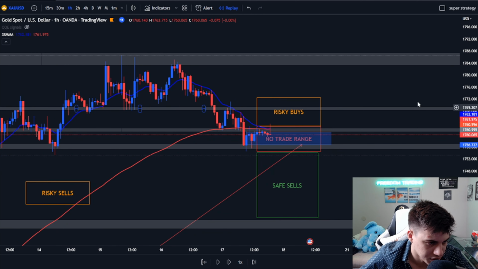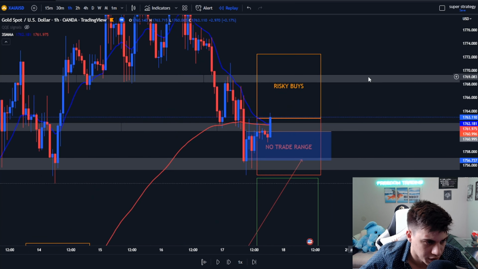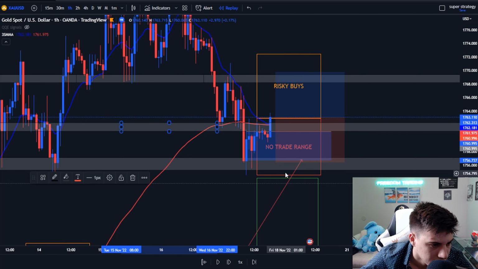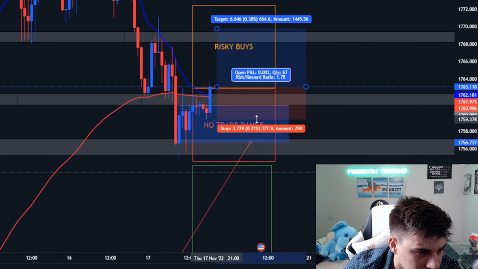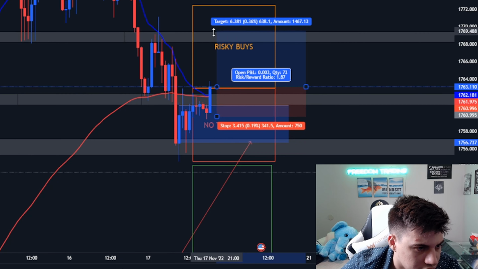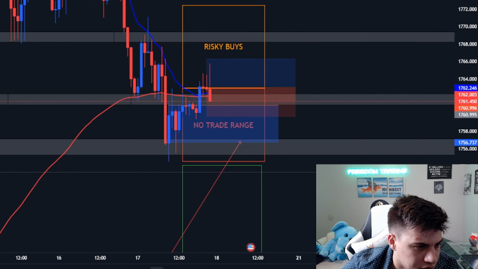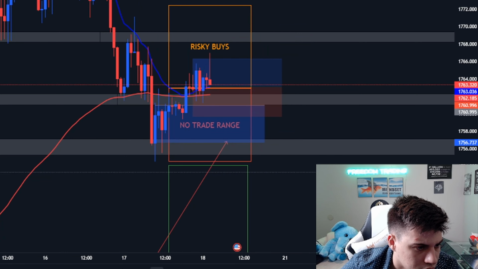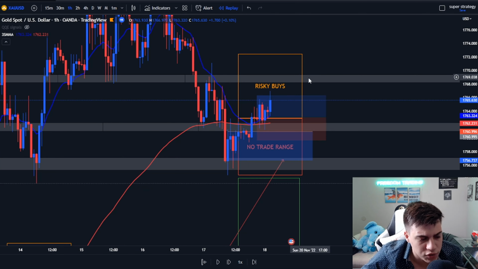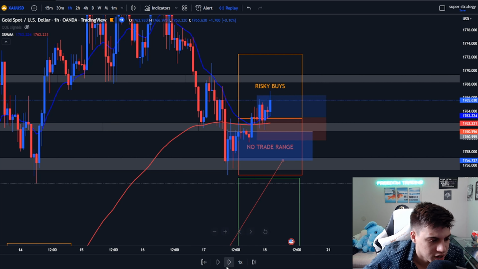Waiting. Okay, confirmation. If it closes bullish, I'm taking that buy. All right, I'm going to take this trade right over here, and I'm going to put my stop loss somewhere below here to target my 1-to-1. See how it goes. All right, in profit. Beautiful. Beautiful. TP smashed. We're 2 for 2. 2 for 2 on these trades.